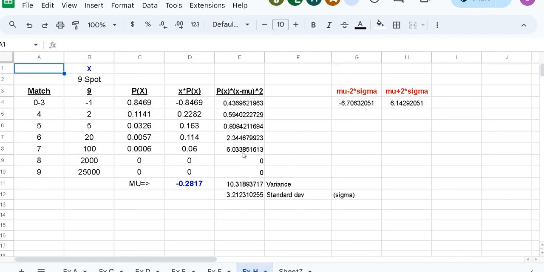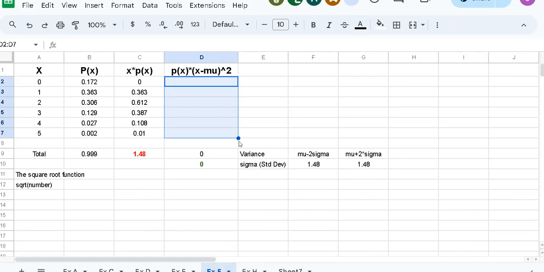So let's see here. You know what? Let's example F. There we go. Whew. I was going to say, I thought I cleared these things out.